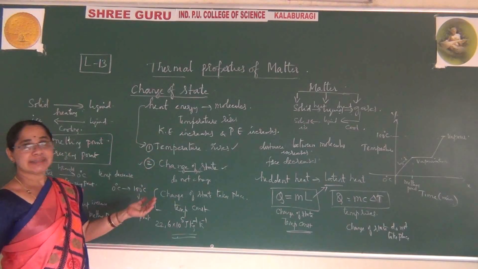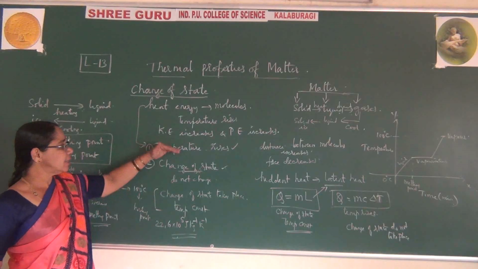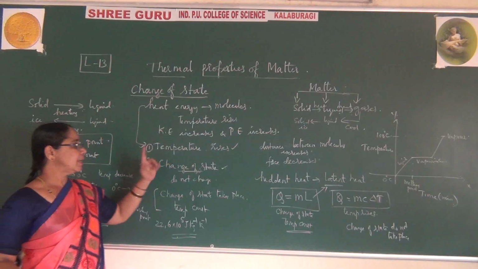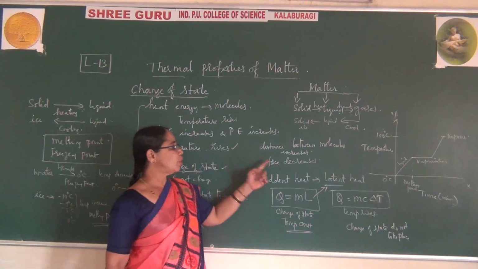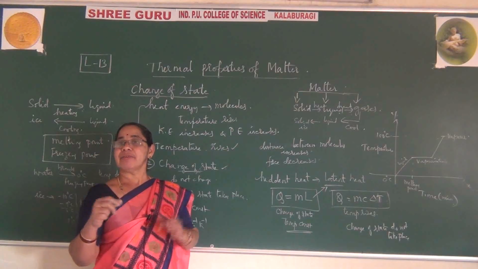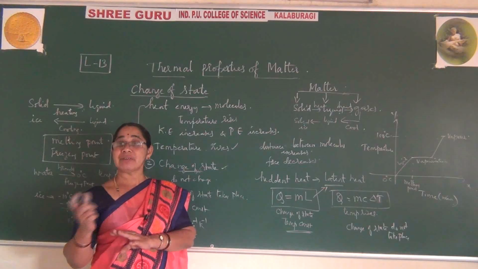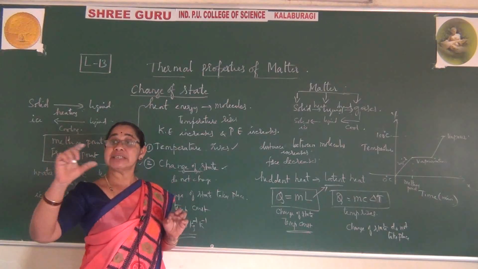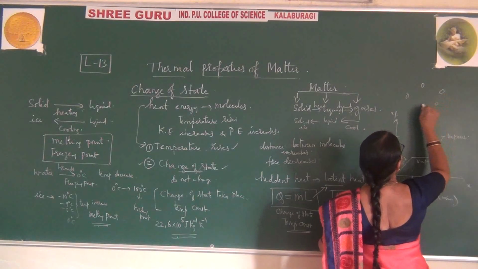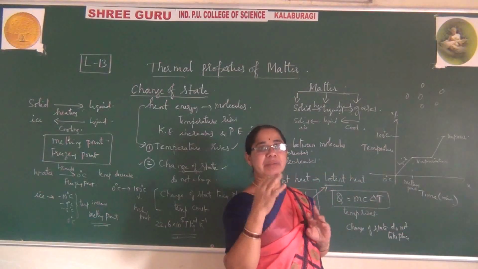What happens? When temperature rises, kinetic energy and potential energy increase. This I said we will learn in the next class. But when temperature rises, naturally the distance between the molecules increases. This I can explain. If I take a solid and increase the temperature, it becomes liquid. When it becomes liquid, the molecules move far away from each other. You know, in liquids the molecules are slightly far away from each other.